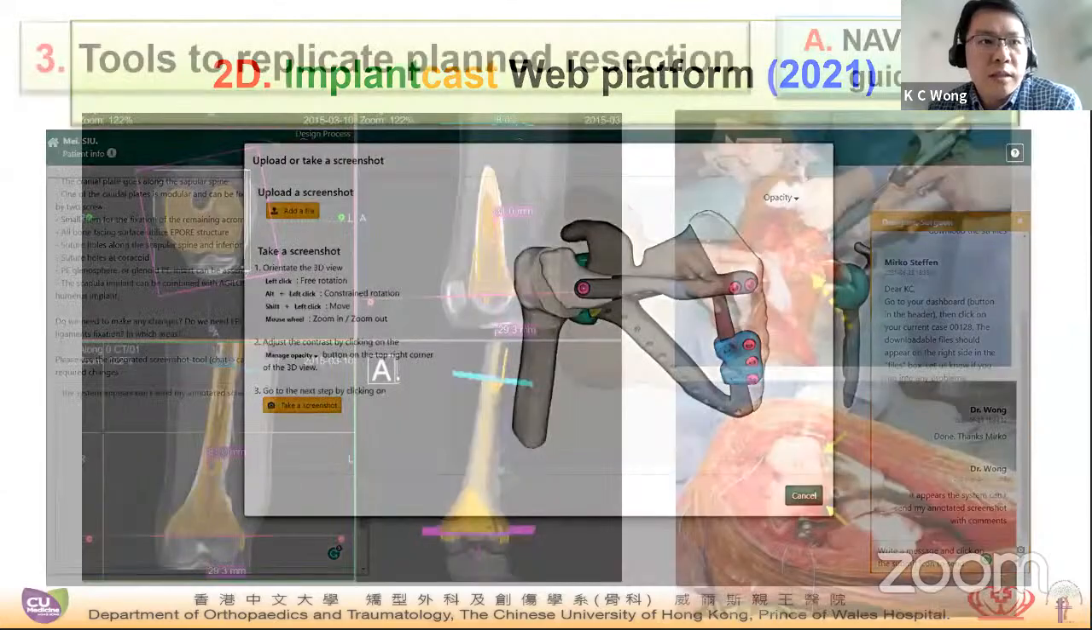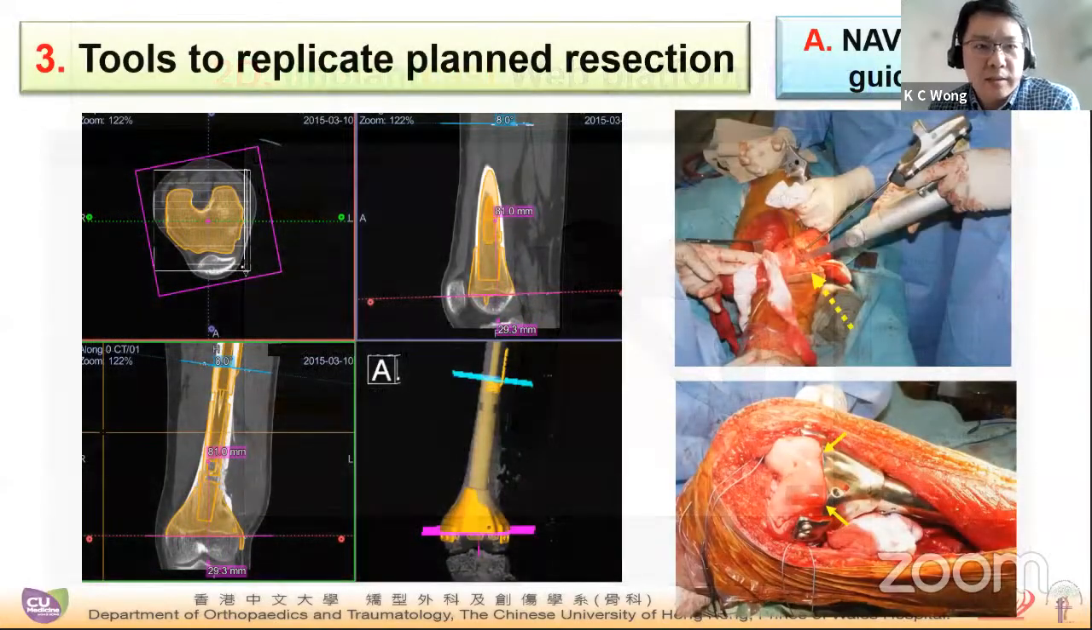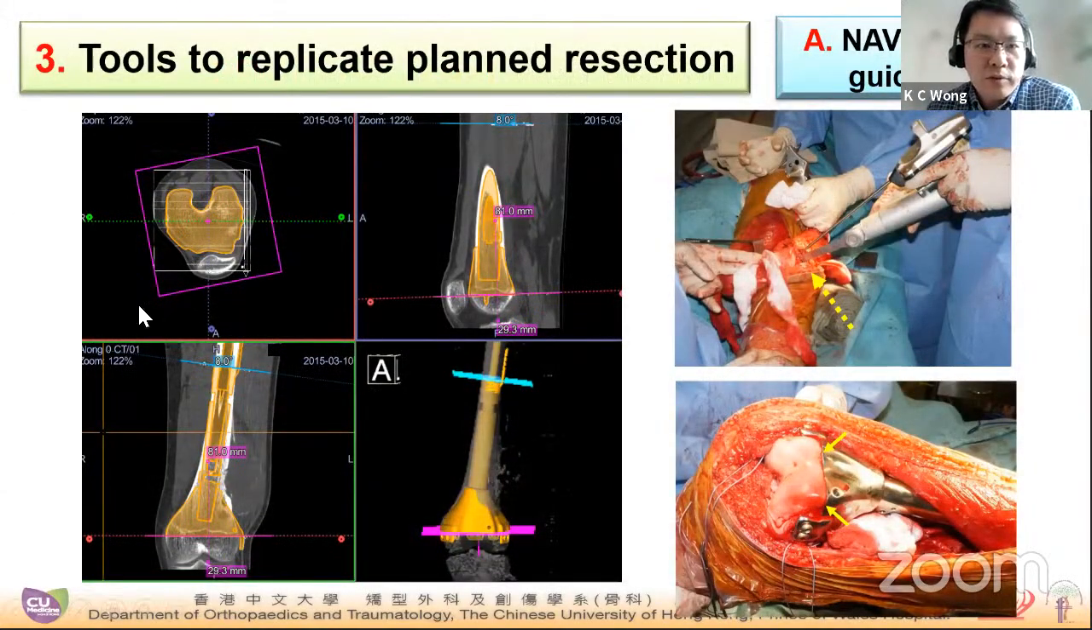So next is the tools for replicating the plan. So you see that is OrthoMap 3D, the some sort of green shot. So we have an exact idea where we want to make the cut, the cross section you want to make the cut. You put your implant inside this, so you know exactly what's going on. And then you use navigation to replicate the same plan. This is you're replaying the cut.